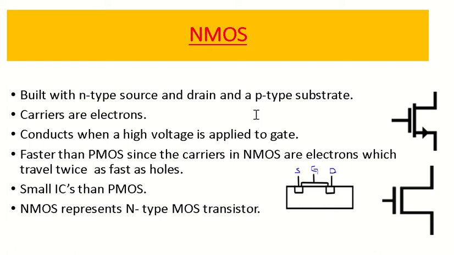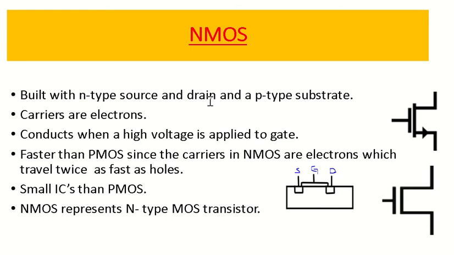So NMOS means N-type source and drain over a P-type substrate. It will be reverse in the case of PMOS: source and drain are made of P-type on an N-type substrate. I repeat, in NMOS, N-type material for source and drain is made over a P-type substrate. In PMOS, source and drain are P-type made over an N-type substrate. The gate is anyway insulated. I think it is more clear now.